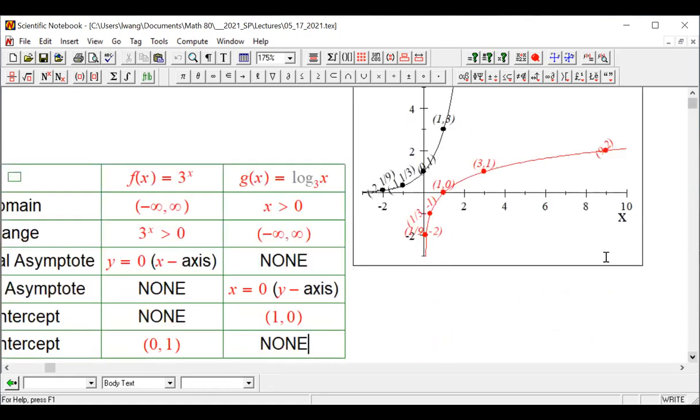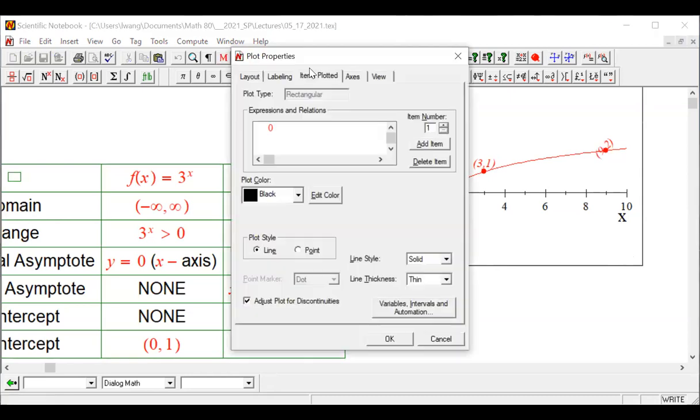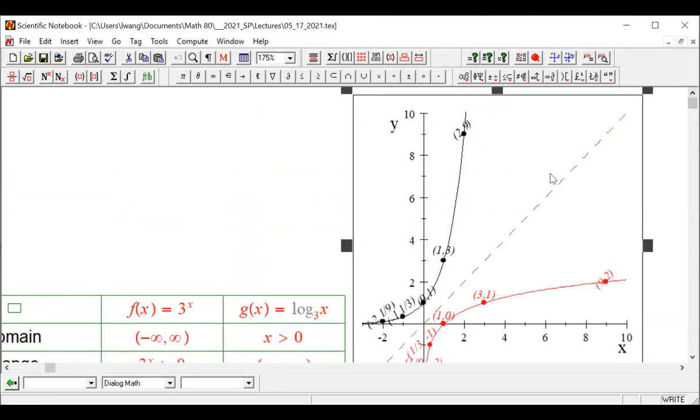There's some kind of symmetry there, and the line of symmetry is once again y equals x. So this line of symmetry is y equals x again. Do you guys see that? Yes. Okay.